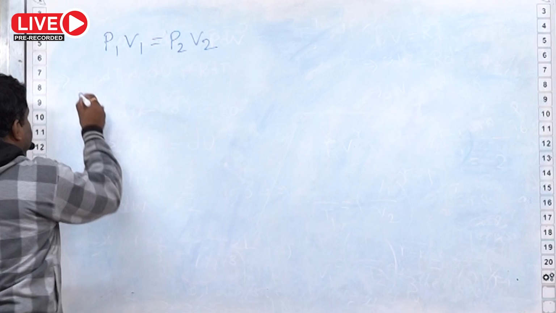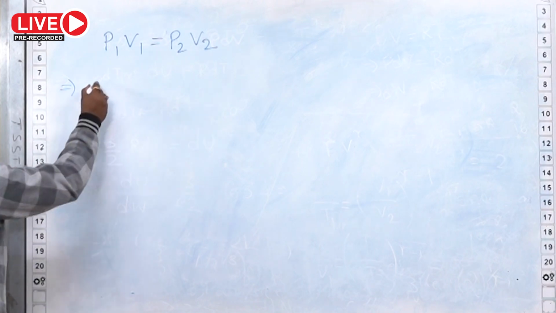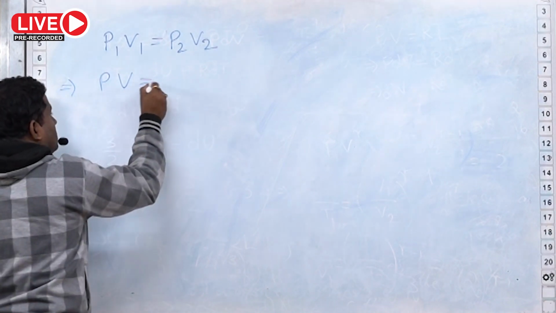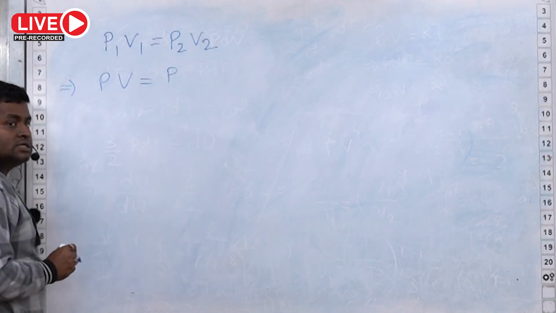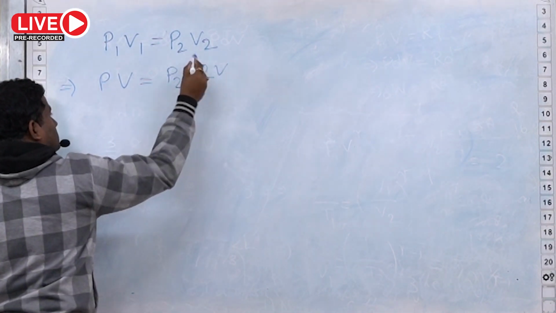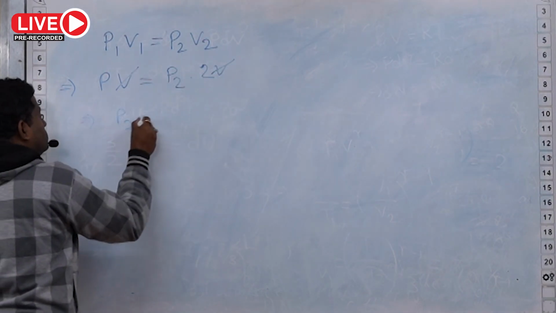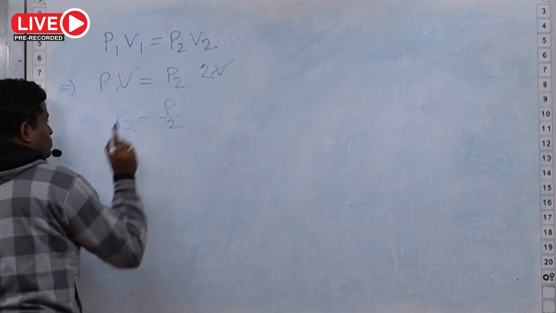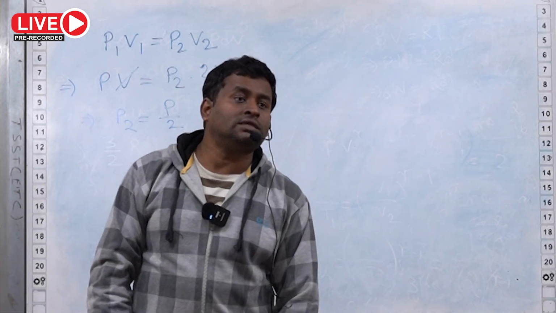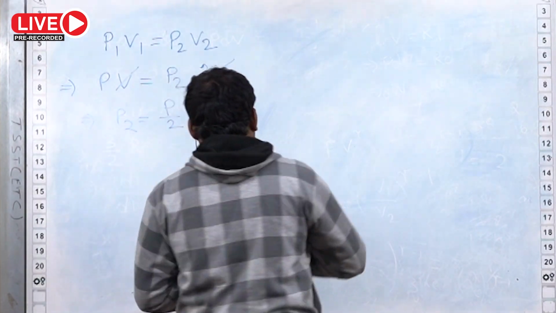So now from this, initially P1 is given as P, V1 is given as V. It expands to 2V, so V2 will be 2 times V. So from this I can write that P2 equal to P by 2. This is the first part, isothermal. Then it expands adiabatically. The adiabatic process obeys this law.